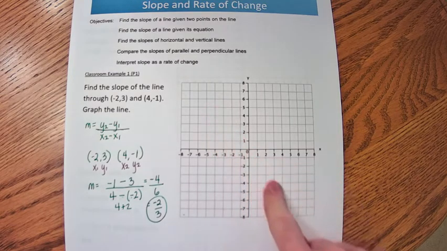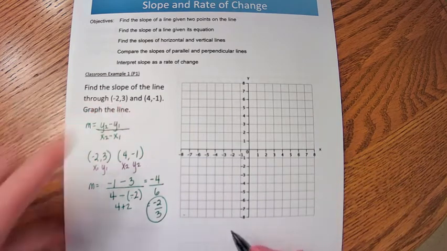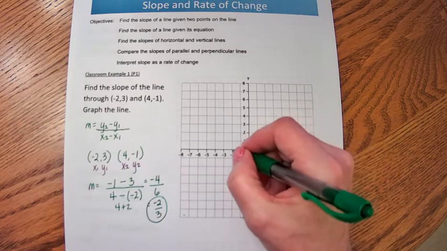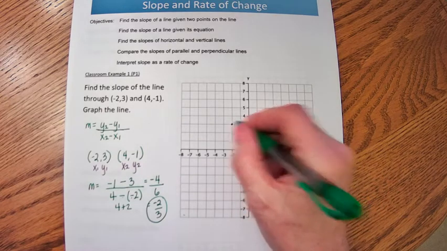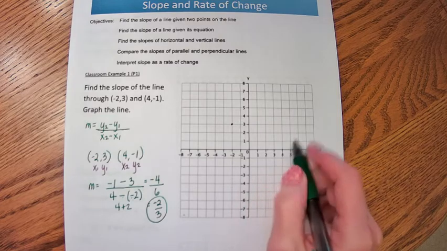So I'm not going to be surprised when I plot these 2 points and create the line that it's decreasing as x gets larger. Okay, so let's go ahead and graph this. Negative 2, 3, and 4, negative 1.